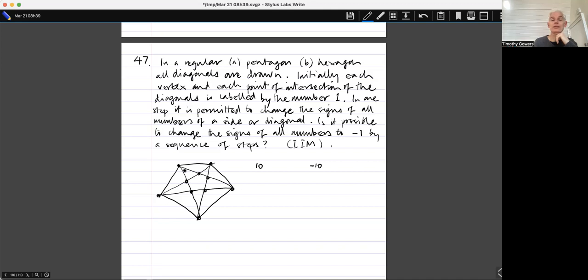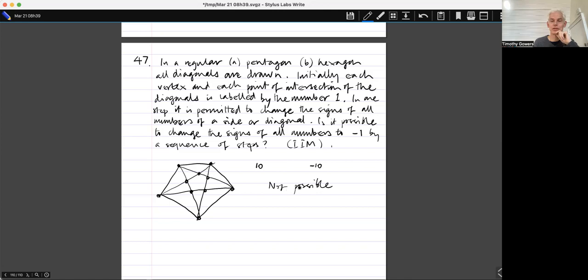Not 2, 4 candidates. Either I do nothing, so that's not a reasonable candidate, or I do the inner 5 lines, or I do the outer 5 lines, or I do both the inner and the outer. But we see that if I do all the inner 5 lines, nothing happens, and if I do the outer 5 lines, nothing happens. So I reckon that the pentagon is not possible.